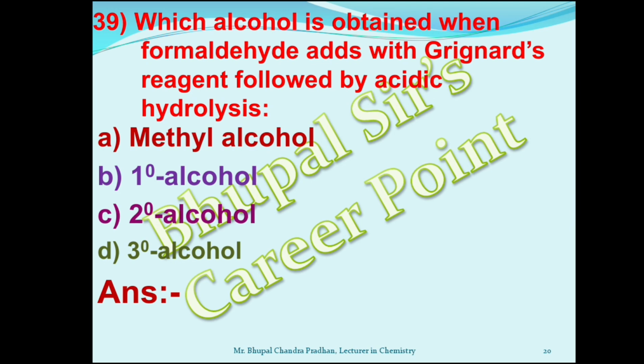In any way, addition of Grignard's reagent followed by acidic hydrolysis can't give us methyl alcohol. So, as here formaldehyde is taken, it reacts with Grignard's reagent, it gives us primary alcohol, that is 1 degree alcohol is formed. That is option B is the correct answer. Thanks for the students who have given option B as their answer in the live chat.